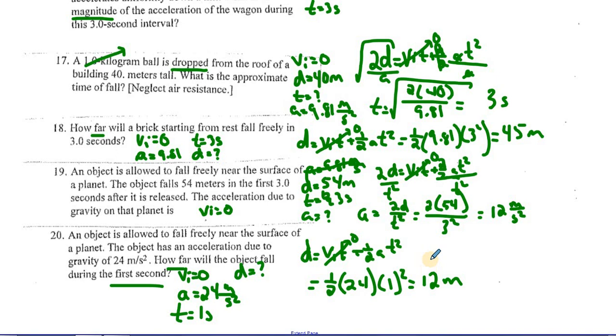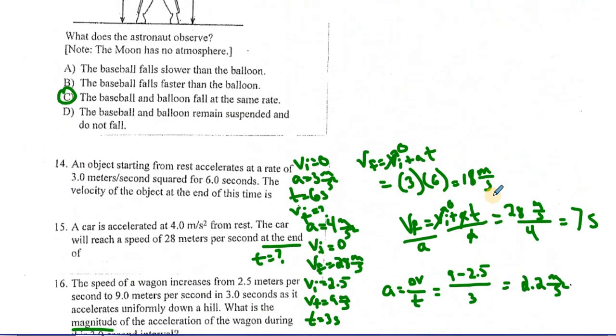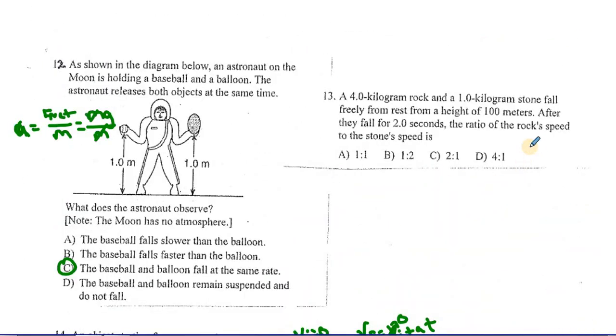Okay. All right, one more, and then we'll move on to the graphs. Okay, a 4 kilogram rock and a 1 kilogram rock fall free from rest from a height of 100 meters. After they fall for 2 seconds, what is the ratio of the rock's speed to the stone's speed? Okay, so notice that the mass is different, right? But they're dropped, and mass does not affect acceleration. So they're going to both accelerate at 9.81, meaning at any moment of time, they will have the same speed, or a ratio of 1 to 1.